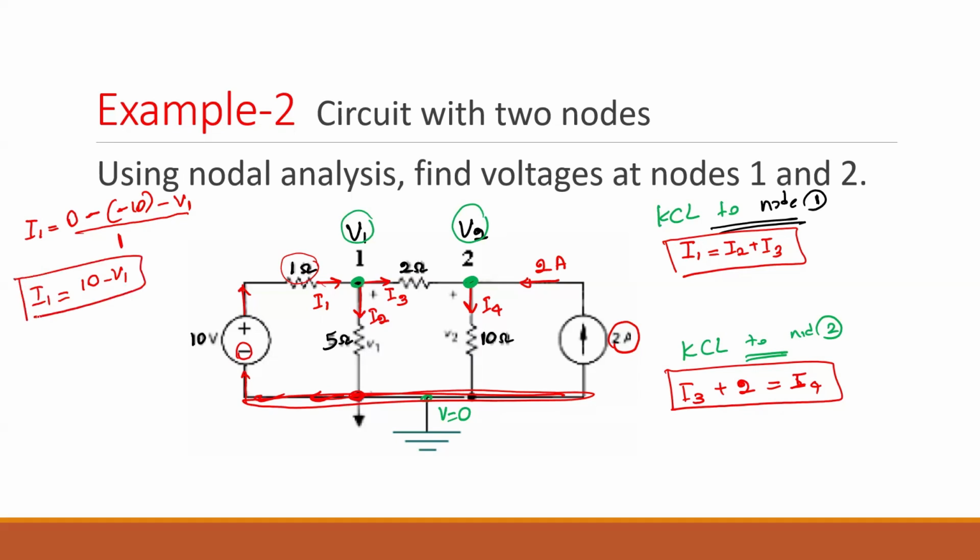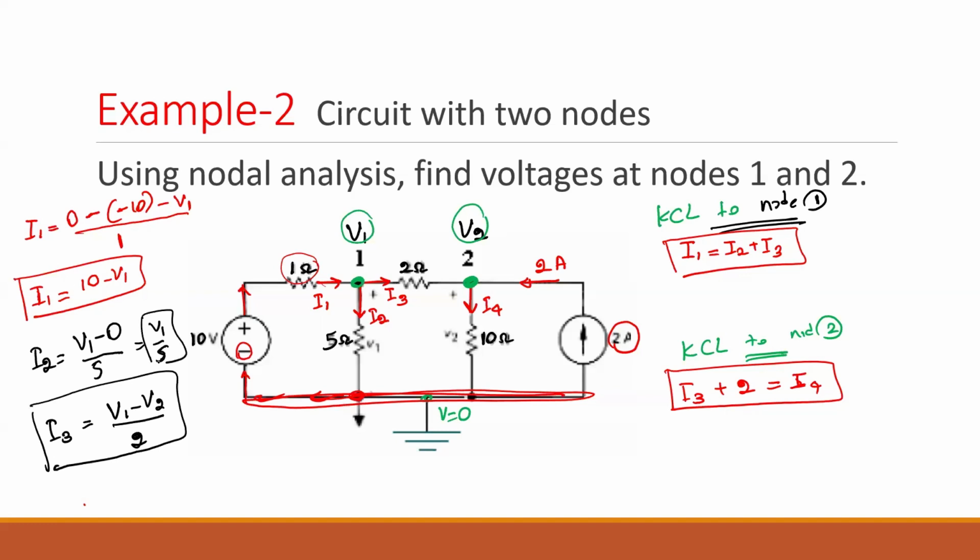Do you all get this? 10 minus V1 is your I1. How about I2? What do you get for I2? Starting from where? Start at V1, minusing, and then it goes to 0, and there's a 5 ohm resistance. So this will be V1 over 5. How about I3? It was V1 minus V2, and then it's over the 2 ohms. Yes, that's right. How about I4?